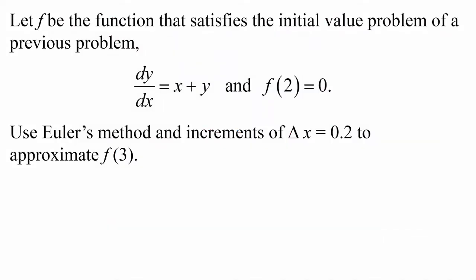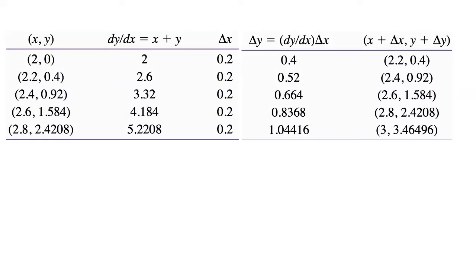Let f be the function that satisfies the initial value problem of a previous problem. So here we have the previous problem, dy/dx was equal to x plus y, and we were told that when x is 2, y is 0, or f of 2 is equal to 0. Use Euler's method and increments of delta x being 0.2 to approximate f of 3. So here's the chart showing Euler's method. We start with the initial point, which we're told is (2, 0).